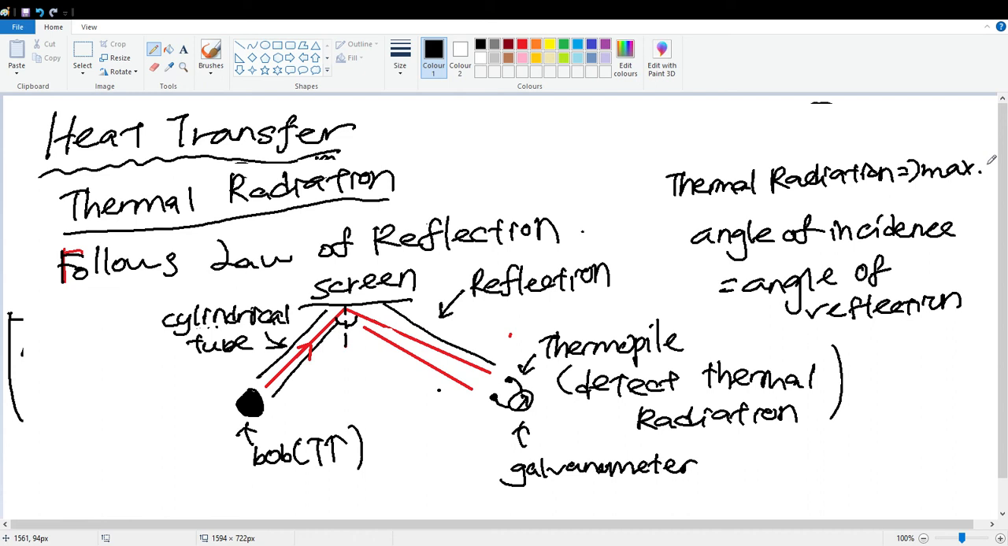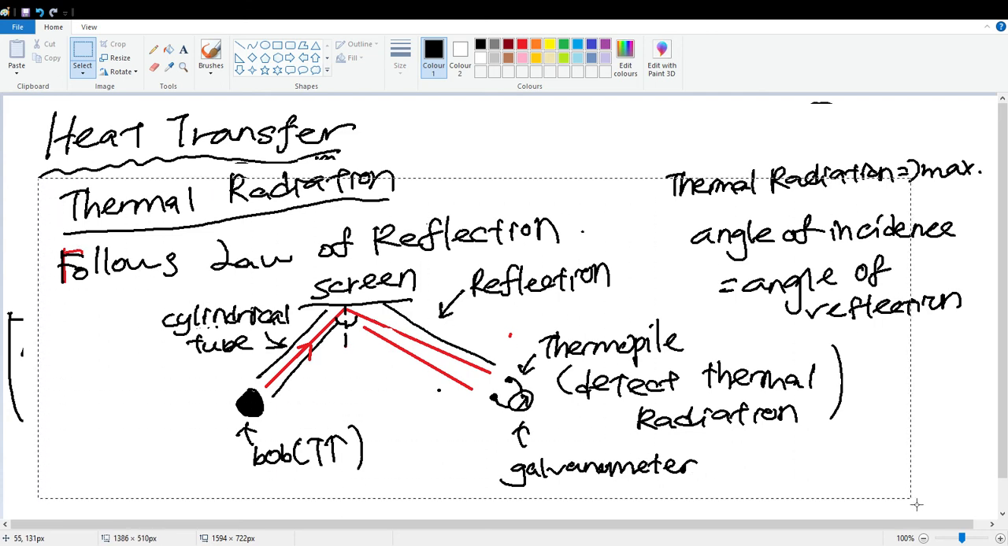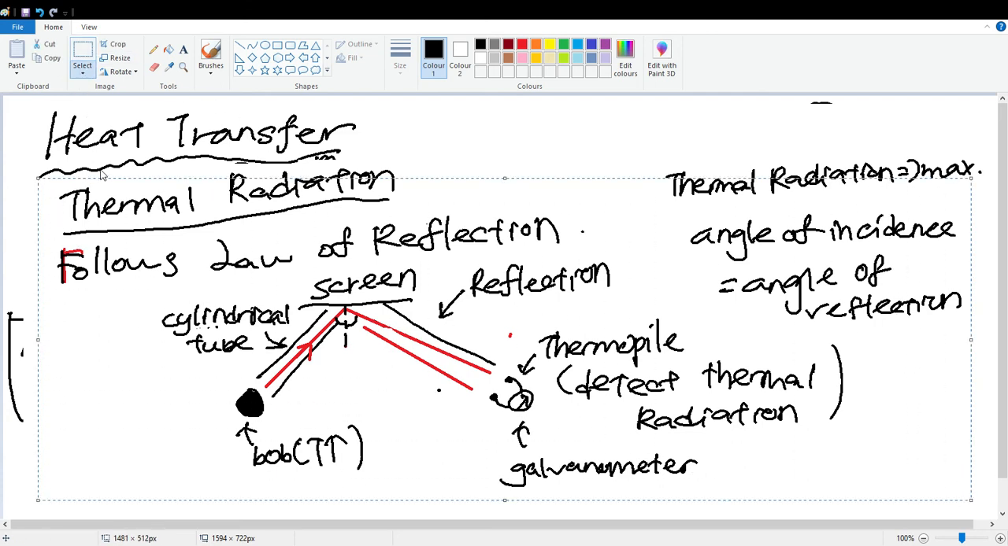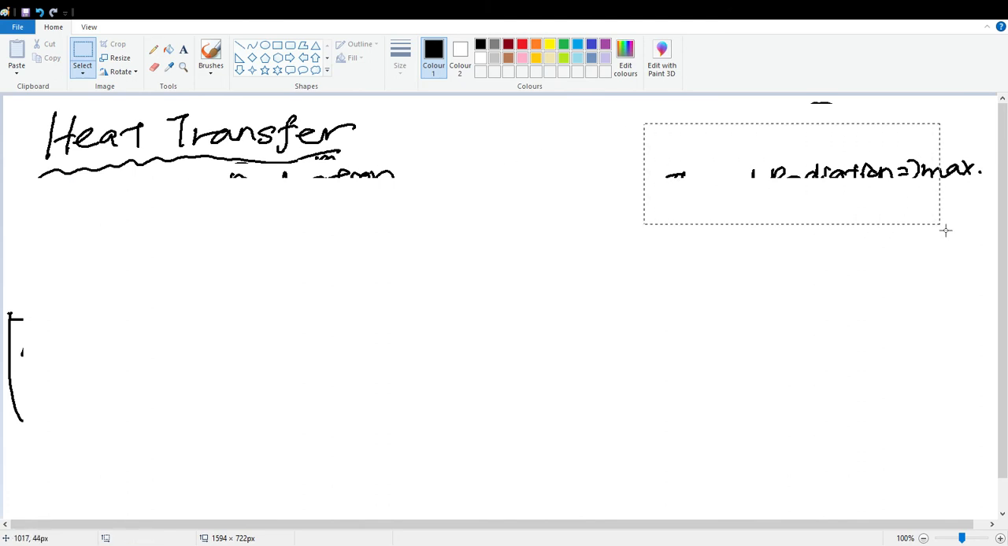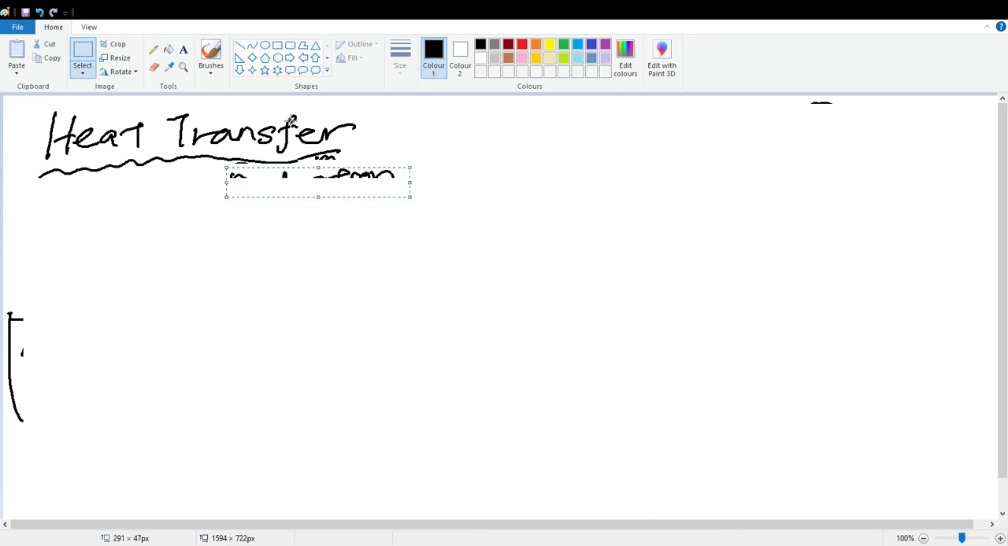Since it is in the form of wave, hence the law of reflection must be followed. Okay, so this is the first part. So let's move on to the last part of this chapter, and this part is also extremely important.